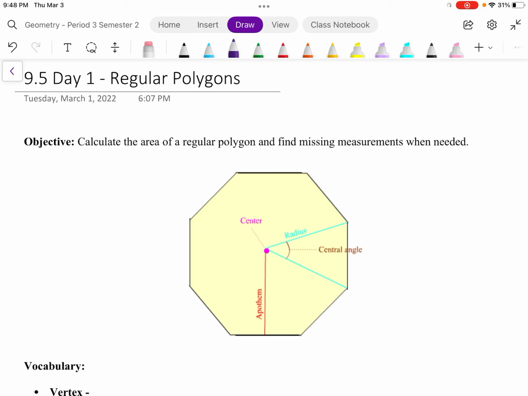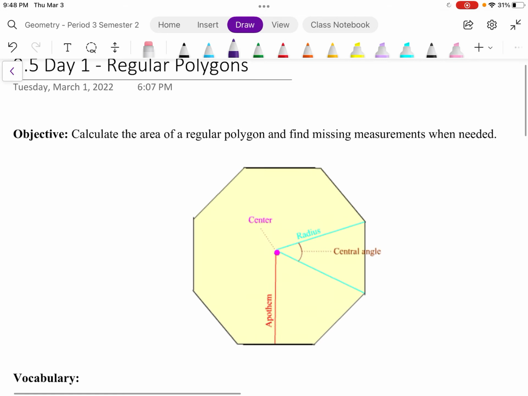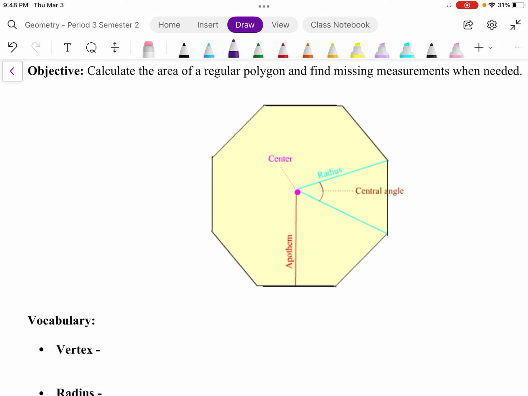And then once we've gone over both of the methods, you can choose whichever one you want to use to calculate the area. Sometimes it'll be easier to use method 1 versus method 2 and vice versa. So you can decide which one you would like to do. First, we're going to start with some vocabulary.